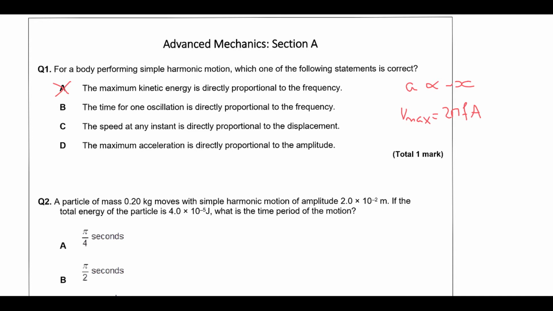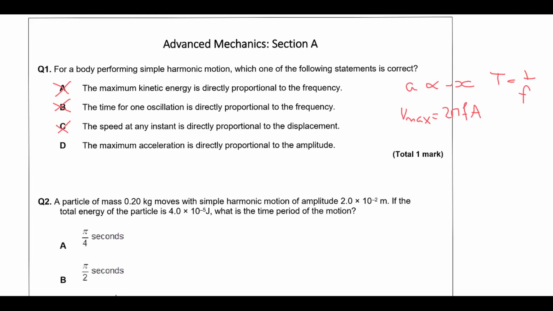Time for one oscillation is directly proportional to frequency. No, for SHM you have this relationship between the time period and the frequency. They're inversely proportional, so that's not correct. The speed at any instant is directly proportional to the displacement. No, it isn't. That's not a thing.